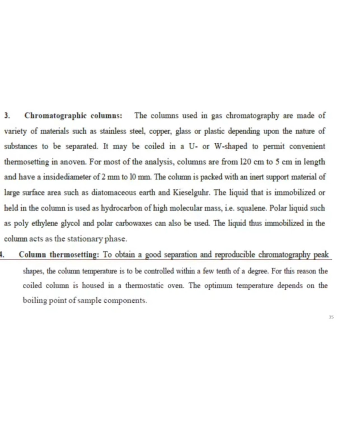And the chromatographic column. Columns used in gas chromatography are made up of a variety of materials such as stainless steel, copper, glass, and plastic, depending upon the mixtures which are taken to separate. And further, the column thermostat. The thermostat is nothing but a device to maintain a constant temperature for the column.